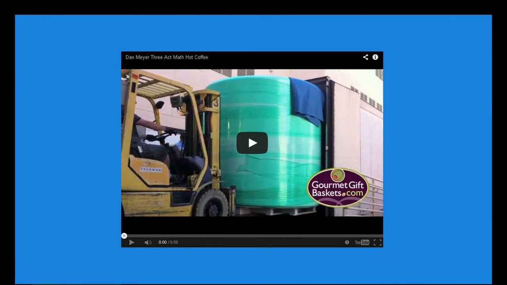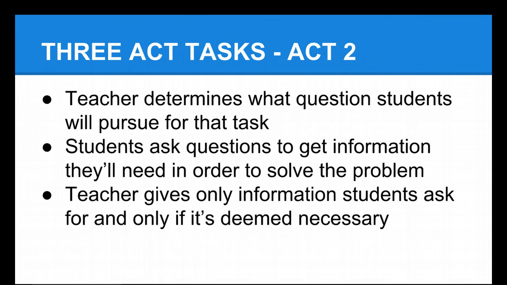Alright, welcome back, and now we're going to use that and segue into Act 2, during which the teacher determines what kind of questions we want to take students to, or where we want them to go. In this case, we want them to eventually solve a volume problem regarding how much liquid is in that coffee cup. During this time, we'll also have students ask questions. Teachers, you'll typically either write them down or listen to them, and we're trying to get them directed towards the questions we want answered, but none of the questions that students ask are bad.